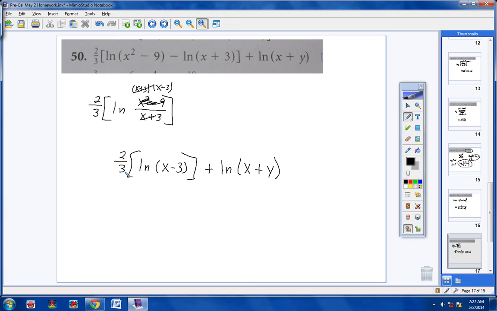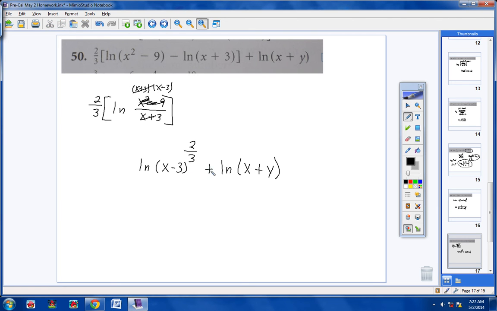Now, yes, you do have a 2/3, and yes, you would multiply it times this logarithm. But when you do that, remember the 2/3 does not get multiplied by the x minus 3. The 2/3 just gets multiplied by the natural log, and so I have a 2/3 out front. Well, you should know by now, if we have a 2/3 out front, that really has to be written as a power. So now I have x minus 3 to the 2/3 power.